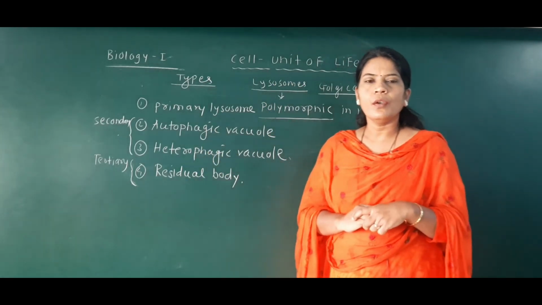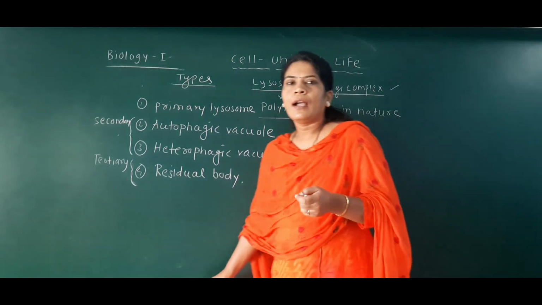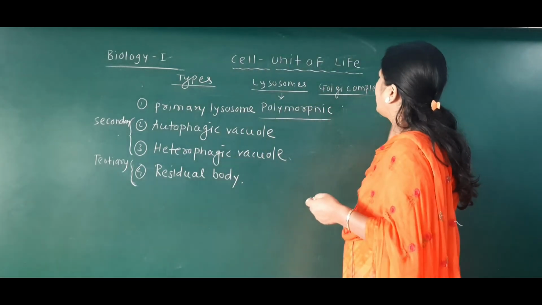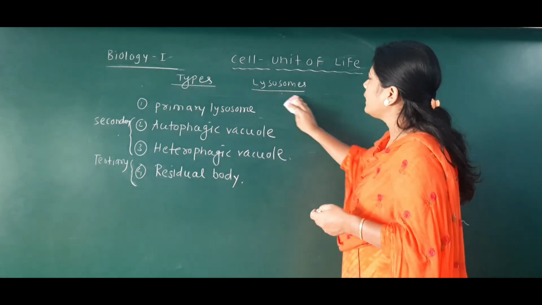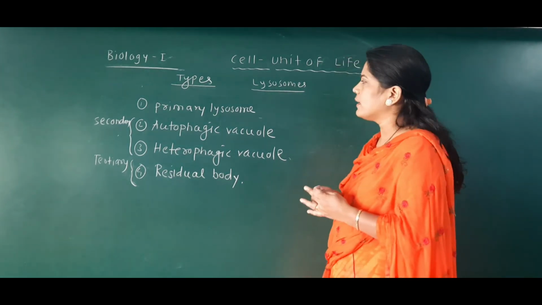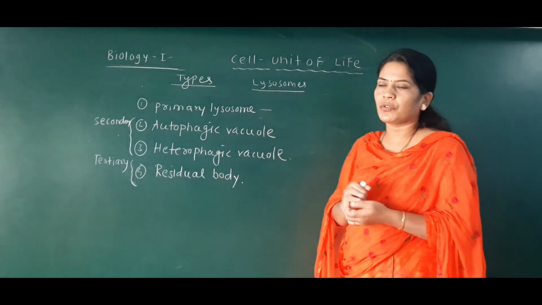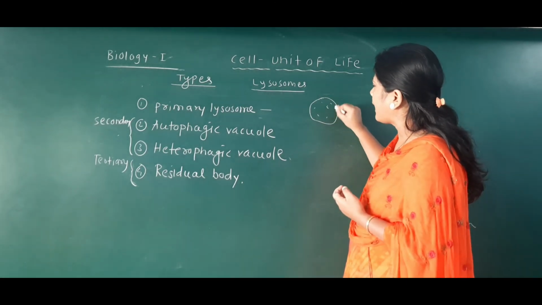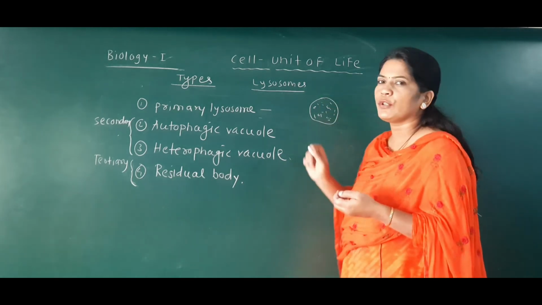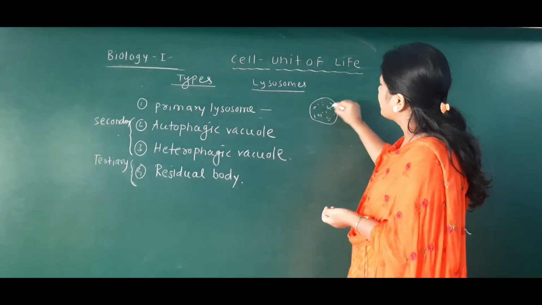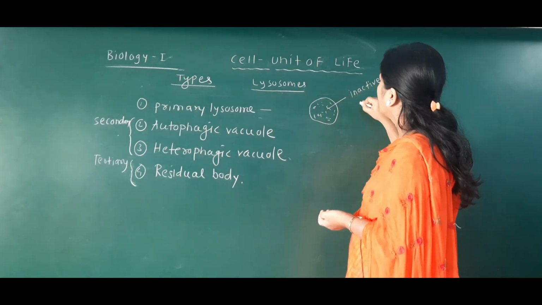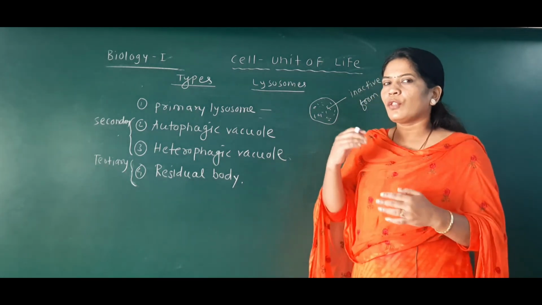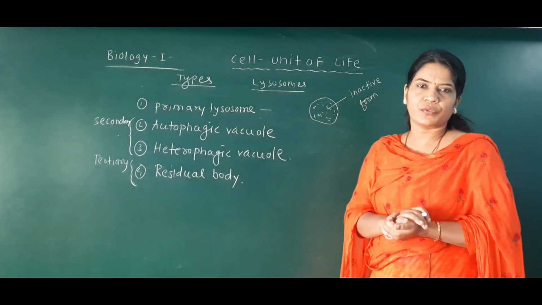Okay, now students, I will explain these types in detail, that is, what is meant by primary, auto, hetero, and the residual body. So we will discuss the first type, the primary lysosome. This is a sac, a single membrane bound structure, and in that sac there are hydrolytic enzymes, which we together call hydrolysis enzymes, but these enzymes are in inactive form. They are not active, or they are not able to digest a particular substance which comes in contact with it.